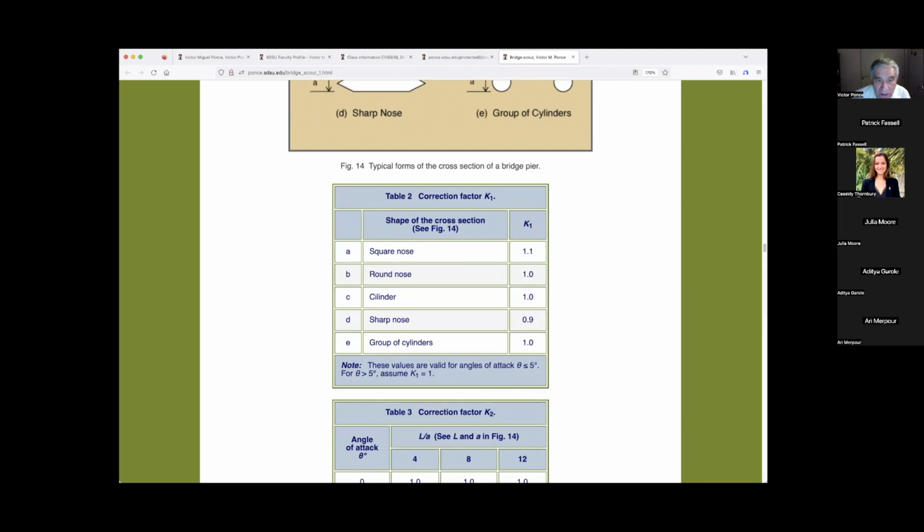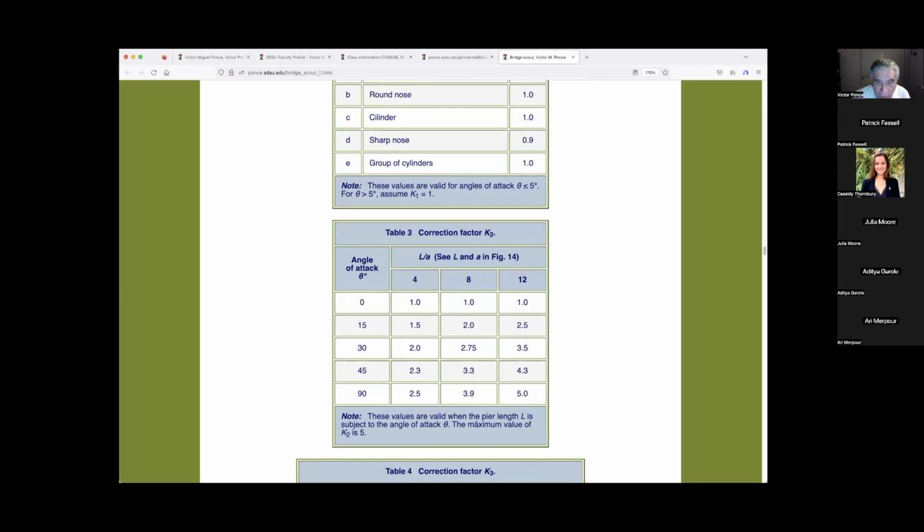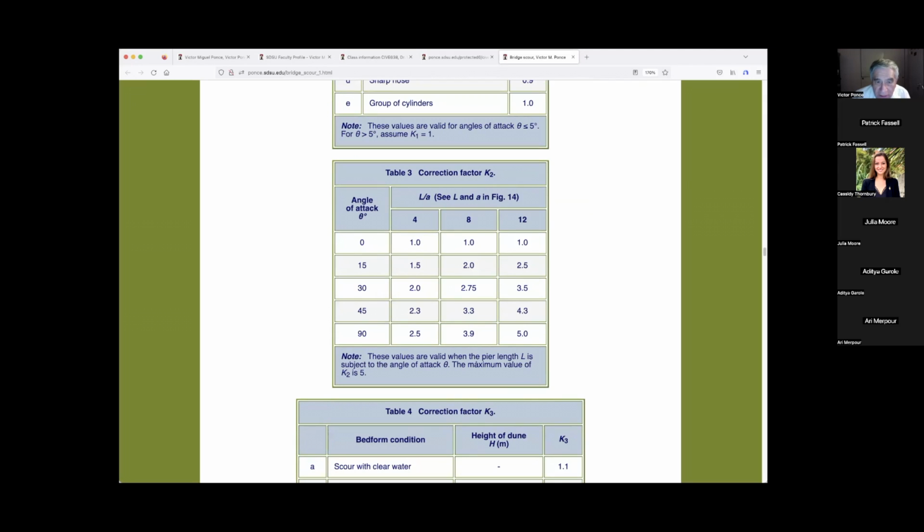Okay, so now let's go back in here. The correction factors: table 2, the correction factor in table 3, correction factors K1 and K2. All these, by the way, have been put into the calculators. So when you use the calculators, you don't have to look at these tables. That's old stuff. We put it all in the calculator.